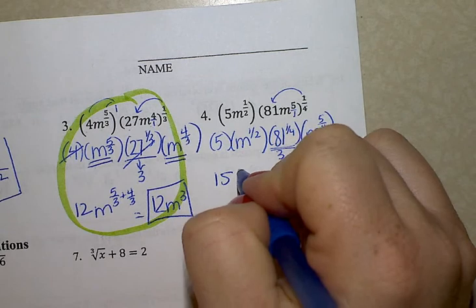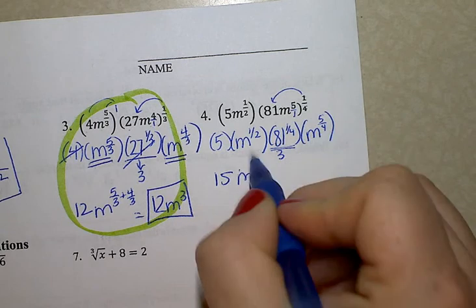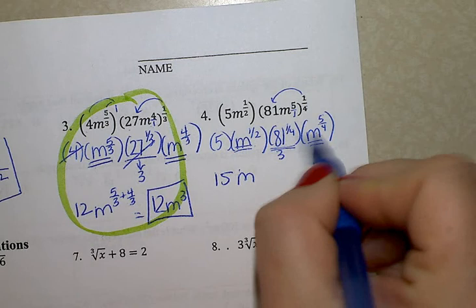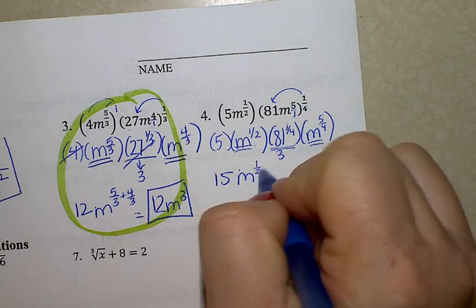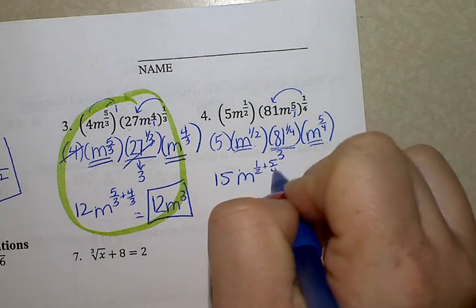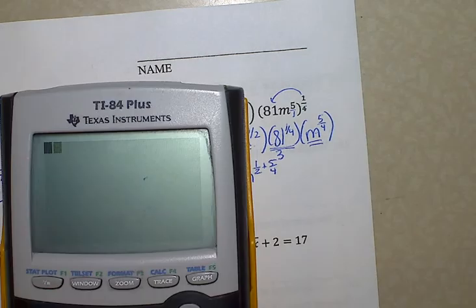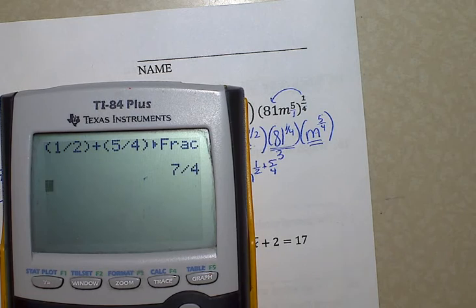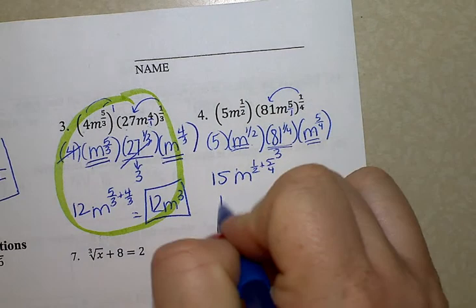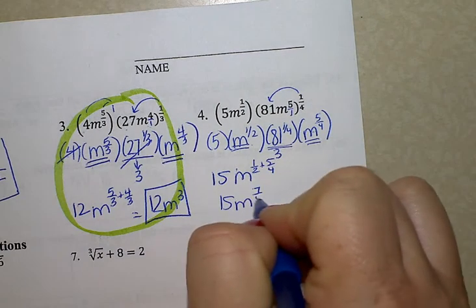And now I have m. Again, when you have the same base and you are multiplying, you're going to add exponents. 1/2 plus 5/4. Grab the calculator to make it a little bit quicker if you want to. 1/2 plus 5/4, math fraction, enter, enter, is 7/4. Final answer is 15m to the 7/4.